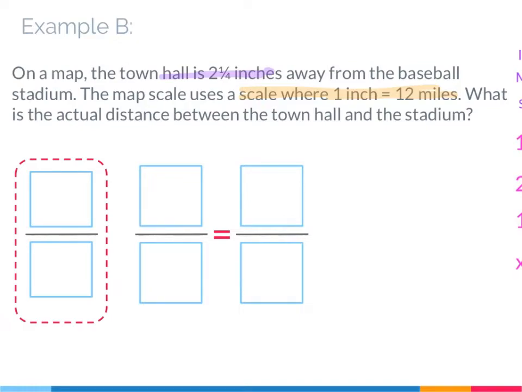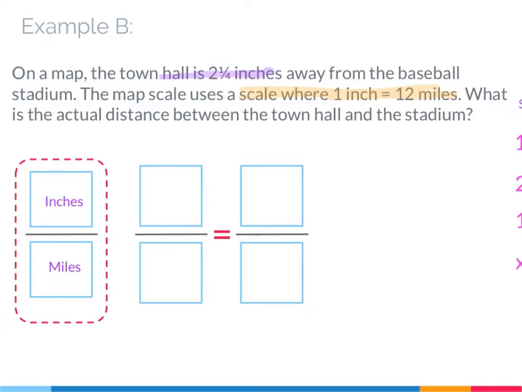Now I need to figure out the two things that I'm comparing. I'm not comparing the town hall and the baseball stadium. Those are not the two things I'm comparing. What I'm comparing is the distance on a map compared to the distance in real life. So the two things that I'm comparing are actually inches to miles. Again, it doesn't matter whether I put inches on top or miles on top, just so long as I am consistent with what I choose.